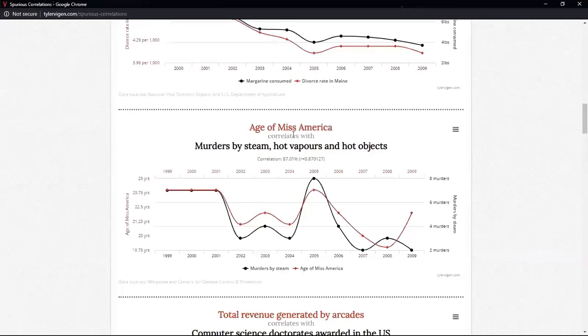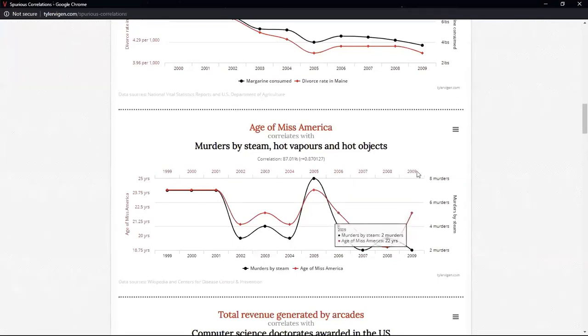Age of Miss America correlating with murders by steam. How do you murder someone with steam? I shouldn't laugh at that. I'm sorry. I just don't understand how you murder someone with steam. I guess you lock them in a hot room. Hot vapors, hot objects. The other stuff I get. I mean, hot vapors, kind of the same thing.